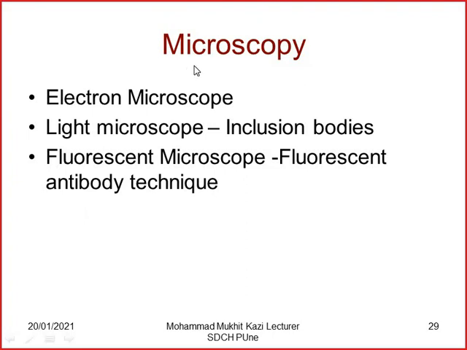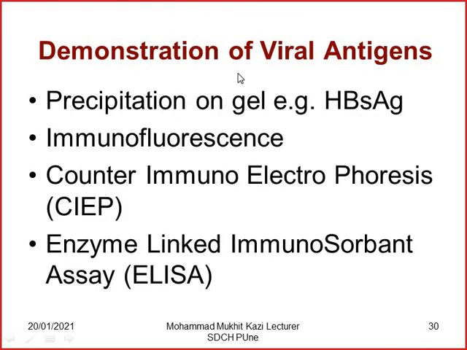First and foremost, as we have seen in bacteriology, here also microscopy plays an important role. Generally we use the electron microscope. A light microscope can be used for inclusion bodies, which I have already told you in the previous slide. You can also demonstrate with the special microscope like the fluorescent microscope and fluorescent antibody technique. Yesterday we narrated one of the techniques, the serological reaction, the fluorescent antibody technique. So these come under microscopy. You can directly take the sample and see it under the electron microscope. Demonstration of viral antigens is the second part. This is the serology now.